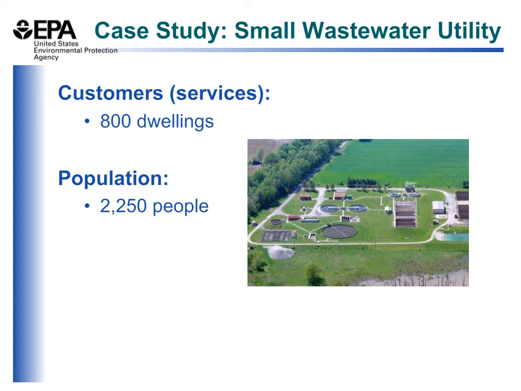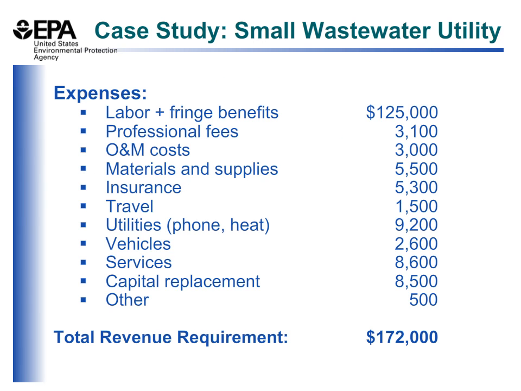Alright, now we'll work through a similar example but for a small wastewater utility having 800 connections or dwellings and a population of 2,250 people. Again, when running your system, you need to know what your expenses are. So the annual expenses to run this system, for instance, have a labor cost, some professional consulting fees, operation and maintenance costs, materials and supplies that must be purchased and used, other various insurance, utilities, travel, and vehicle costs.